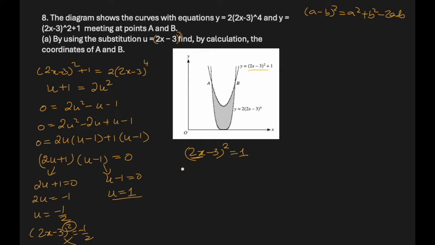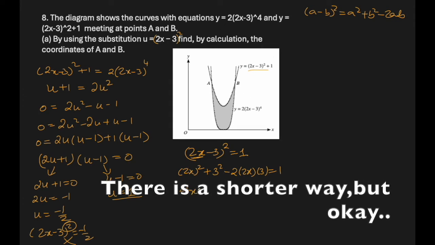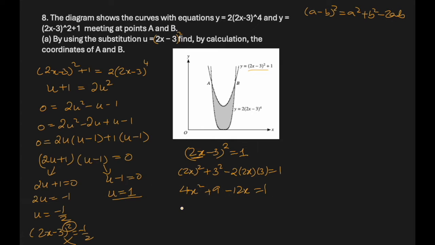A is 2x for me. So (2x)² + 3² − 2 times 2x times 3 equal to 1. 4x² + 9 − 12x equal to 1. So our quadratic equation becomes 4x² − 12x + 8 equal to 0.